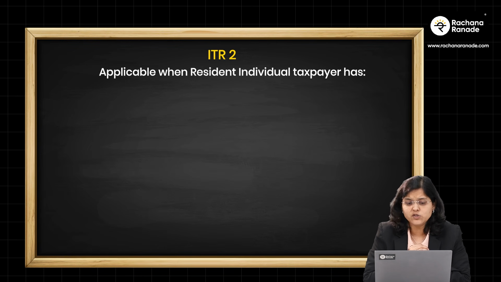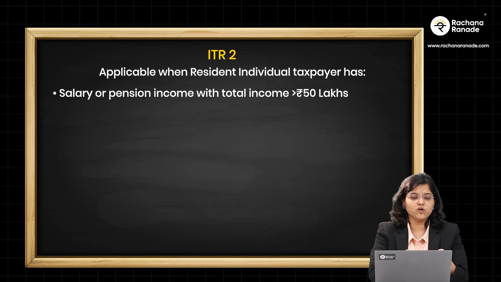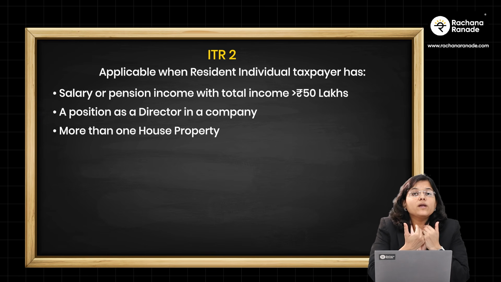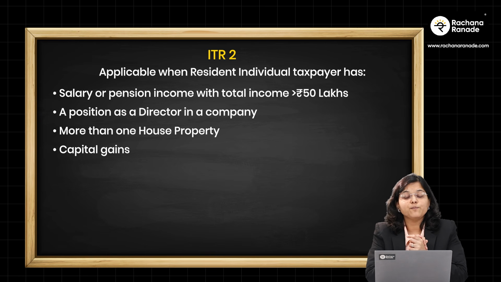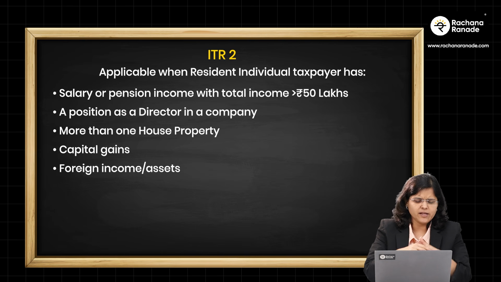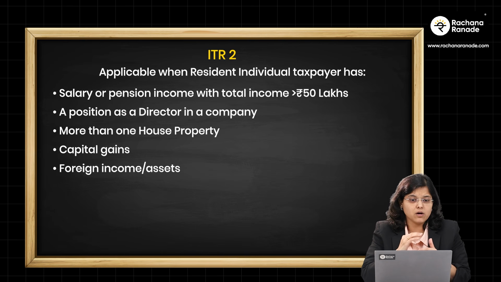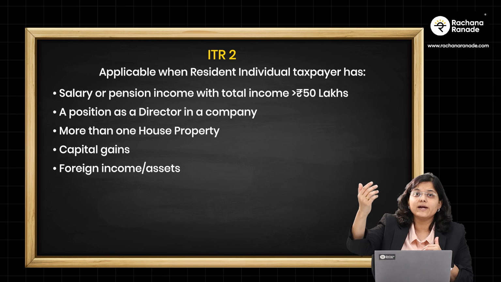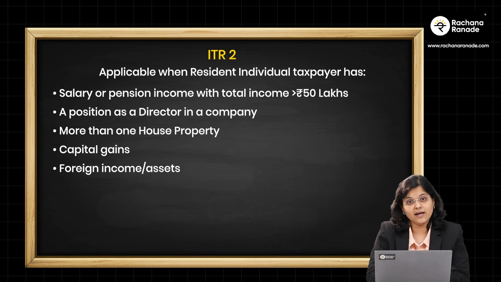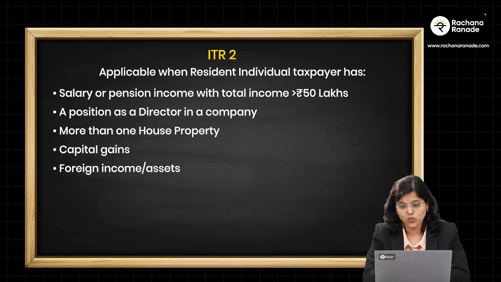Who else should file ITR 2? Assume that you are a person who is earning salary or pension income, and where the income is exceeding 50 lakh rupees, or you are a director in some company, or you're owning more than one house property, you are having capital gain, you are having foreign income or assets. So let's take an example that you're working here in India, but you are on a payroll of a US company and you are getting some ESOPs from them. In such case, you have foreign assets. And in that case, you'll have to file ITR 2.